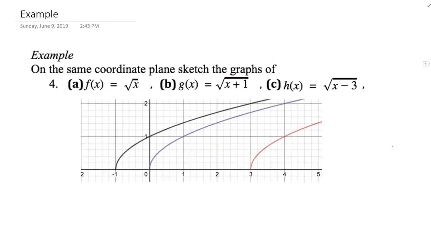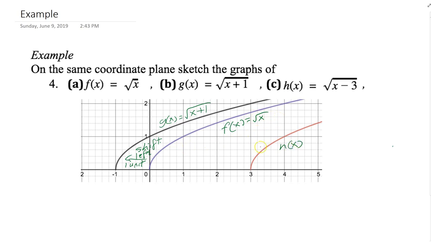Let's look at another example. Suppose we had f of x equal to root x, represented by this purple graph right here, and g of x was root of x plus 1. G of x is our black curve right here, and notice that this is a shift of the original graph left by 1 unit. So g of x, radical x plus 1, shifts the original function f of x 1 unit to the left.